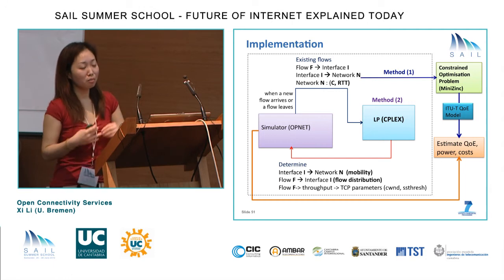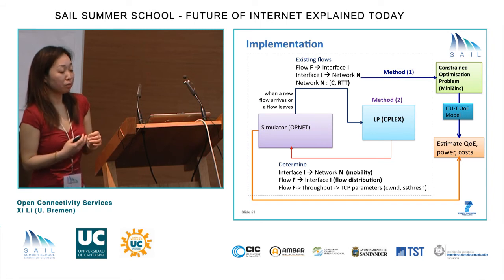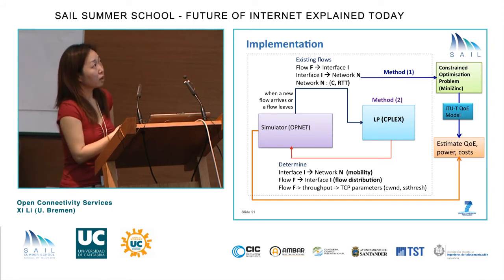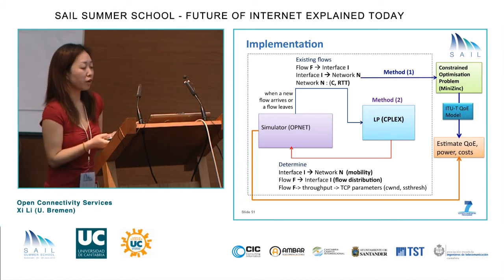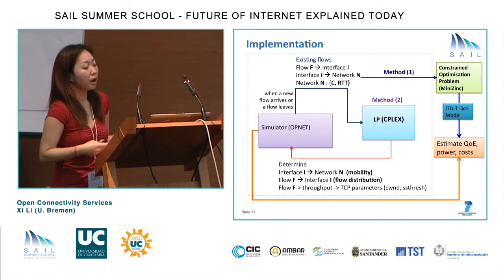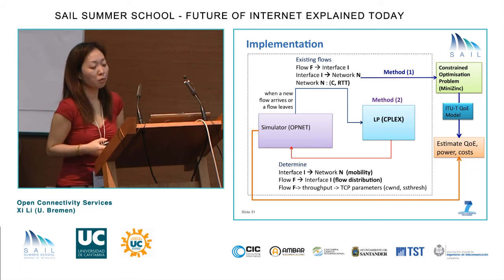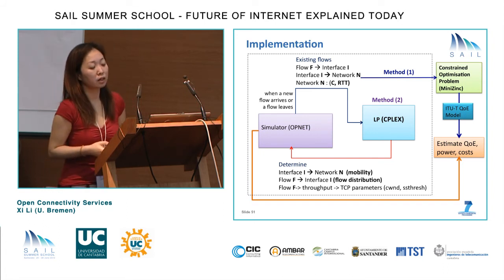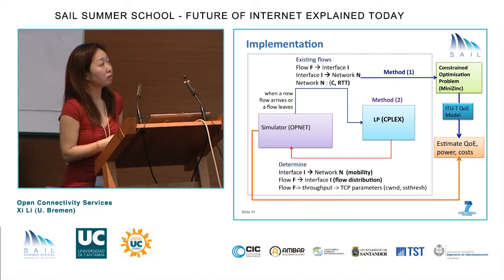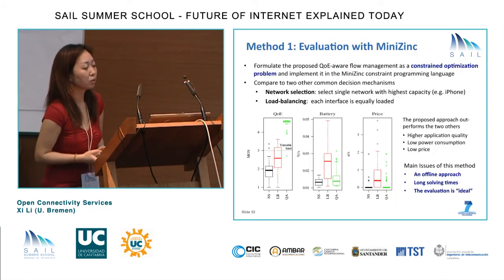So now you have learned the concept of the flow management mechanism, and now it's about how we are going to implement it. Given a network situation with currently existing flows which are associated to certain interfaces and distributed to certain networks, we are going to evaluate firstly by using the constraint optimization problem method. The second method we are using is the linear programming technique, and then we evaluate with simulations. In the following, I will give a little more detail.